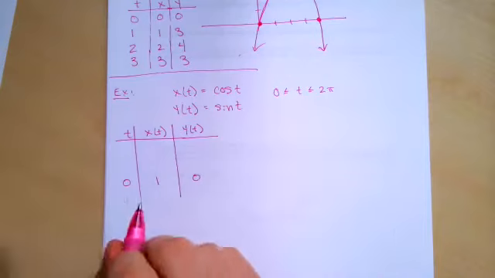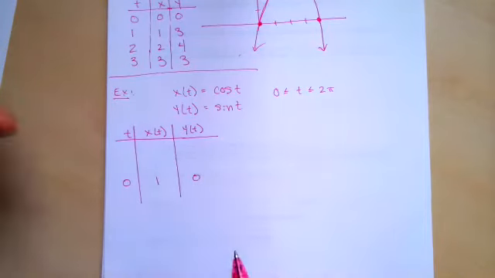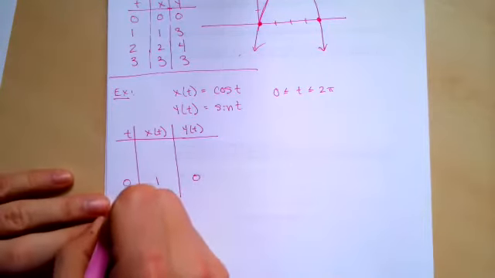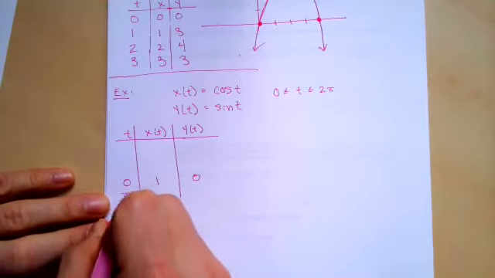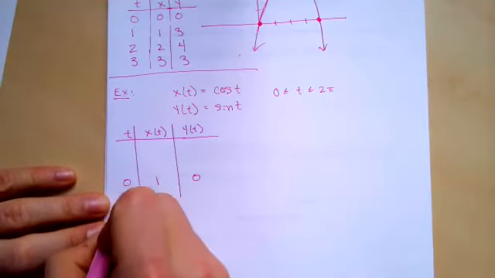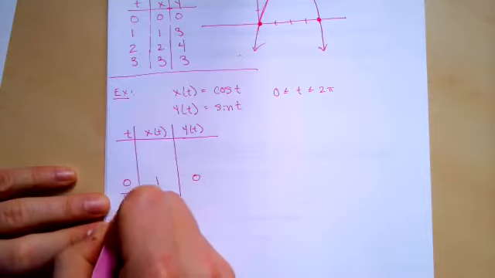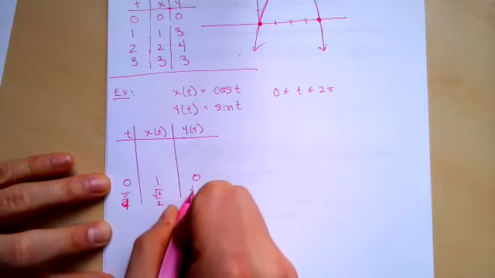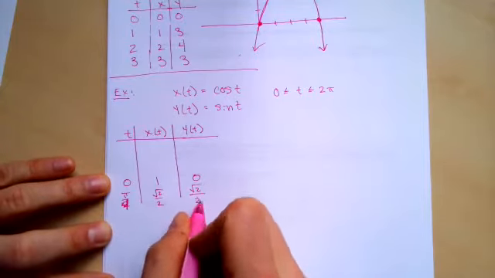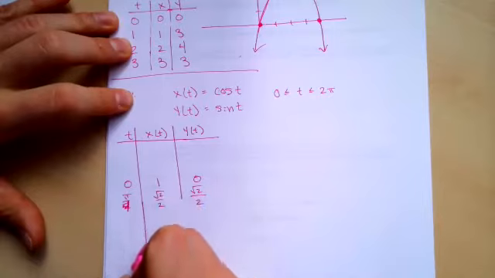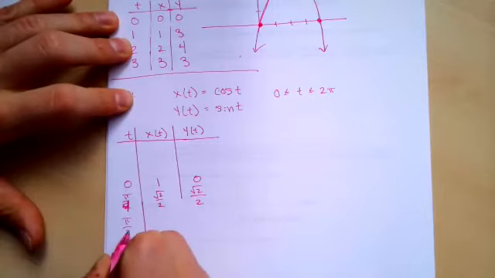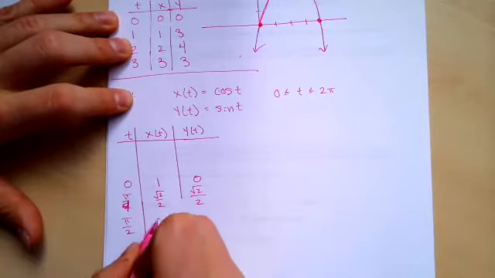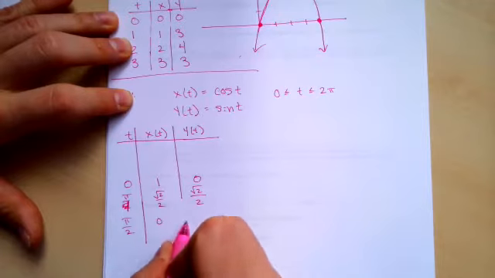We have trig functions, so maybe we will use time values that are nice enough for those. Things like pi over 2. Let's do pi over 4, actually, first. At pi over 4, I will get square root 2 over 2 for both sine and cosine. We'll do pi over 2 next. Cosine is 0, and sine is 1.